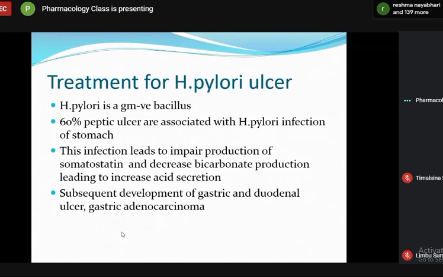Now, the treatment of H. pylori ulcer. This is a very common cause of peptic ulcer, so you should know the management for the H. pylori ulcer, because 60% of peptic ulcers are usually associated with H. pylori. This infection mainly leads to impaired production of somatostatin, decreases bicarbonate production, and is linked to an increase in acid secretion. So that will develop into gastric or duodenal ulcer and even gastric adenocarcinoma.